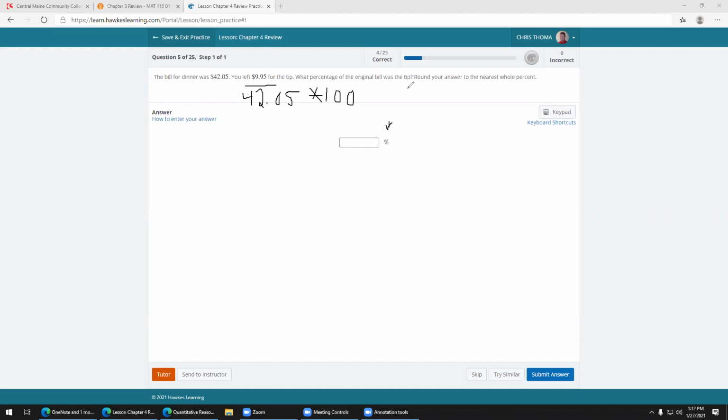So 9.95 divided by 42.05. I get 0.2366. So I'm going to times that by 100. So I get 23.66. It wants you to round to the nearest whole percent. So I have in my calculator right now 23.66%. 6 is greater than 5, so I round up. So my answer is 24%.